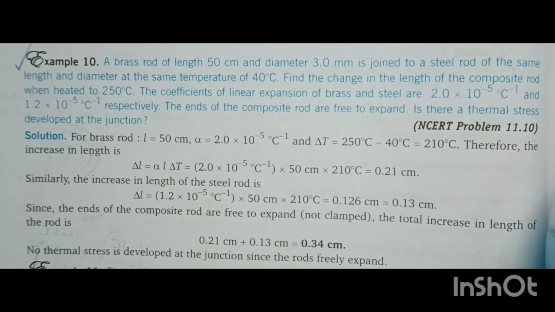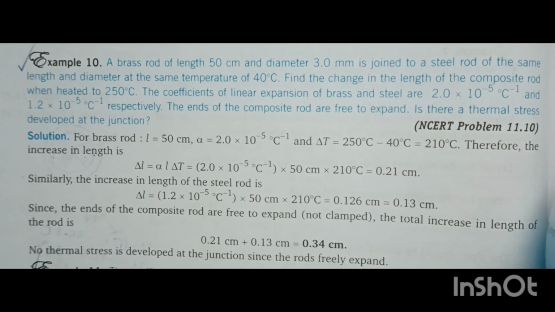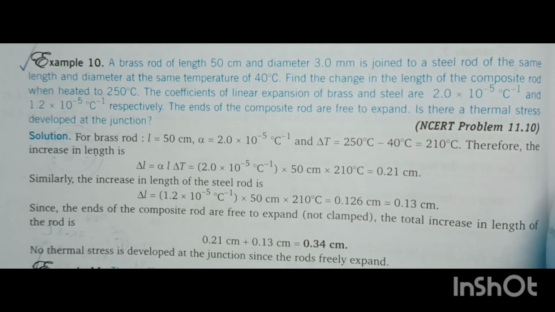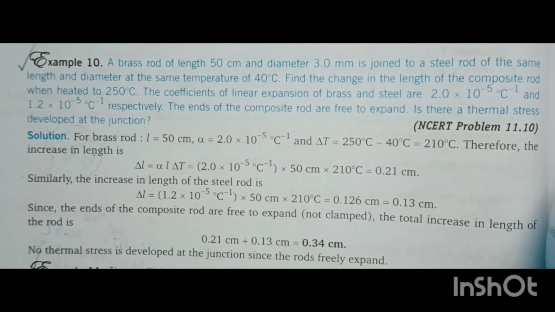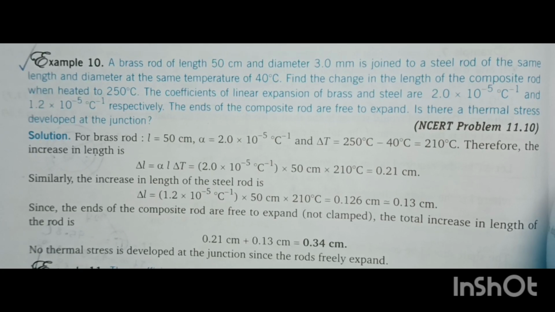So we are joining two rods which are equal in length and diameter. One is of brass and another one is of steel. They are joined to each other in series, and the other two ends are free, and they have given the coefficients of linear expansion. Now they are asking us what is the change in the length of the composite rod. That means the increase or decrease. The change can be an increase or decrease, but here it is heated, so there will be an expansion.